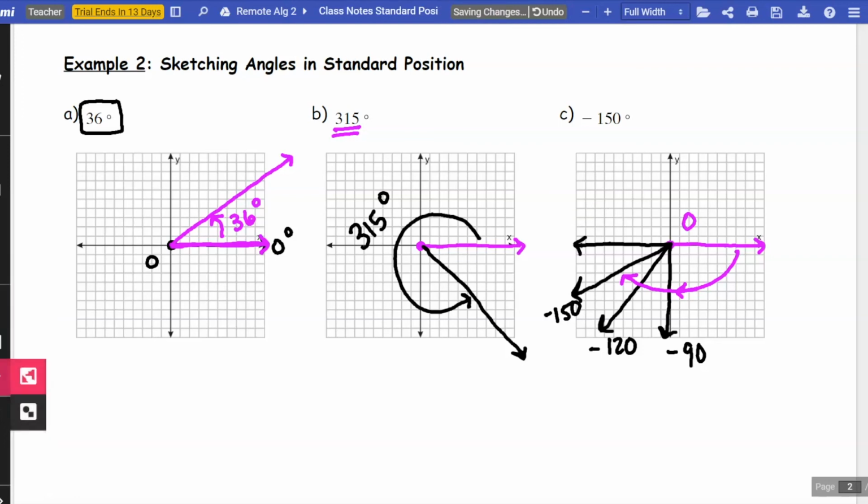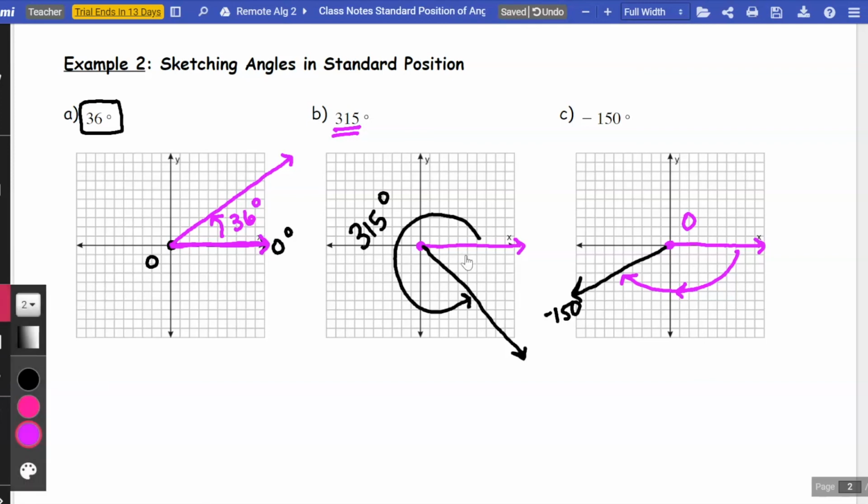So I'm going to go ahead and erase the rest of these so I don't get confused in my picture here. And we have found our negative 150-degree angle.